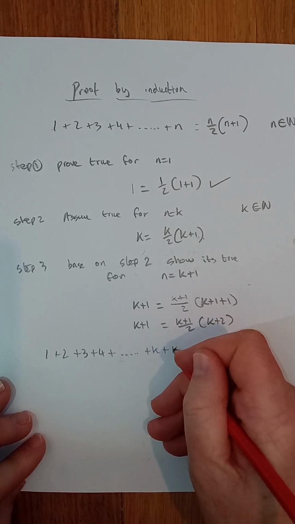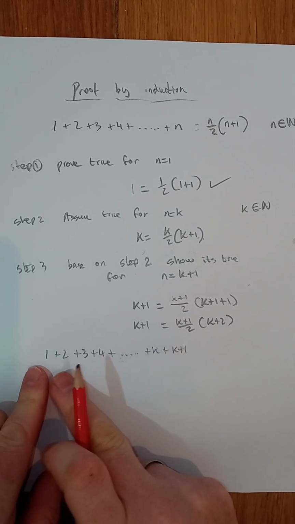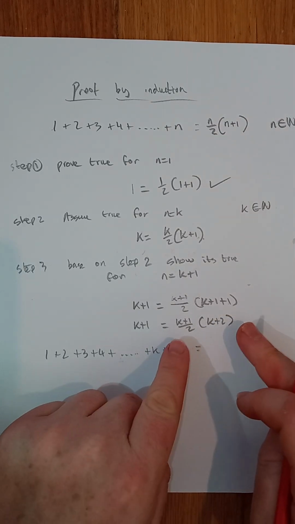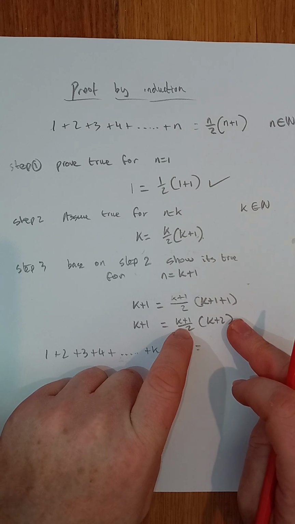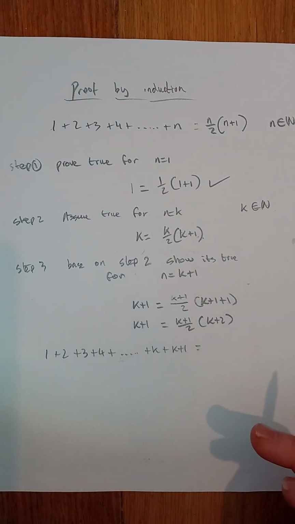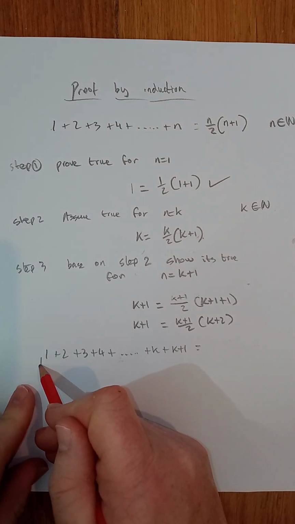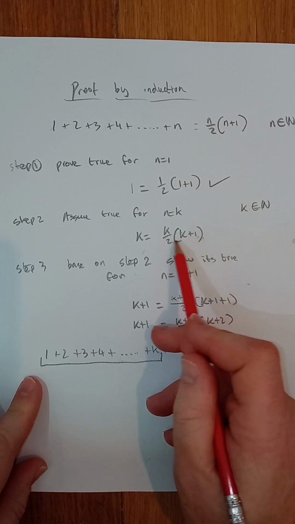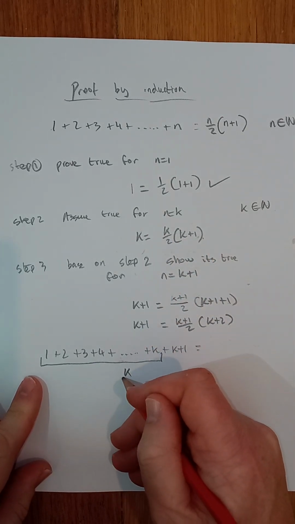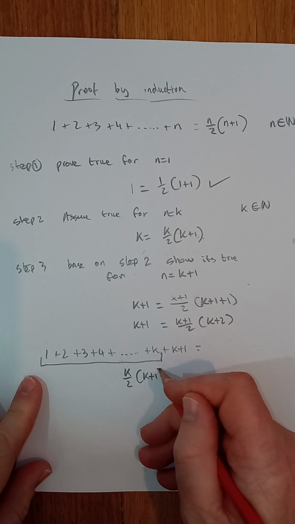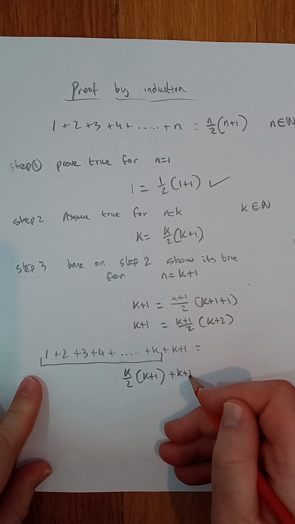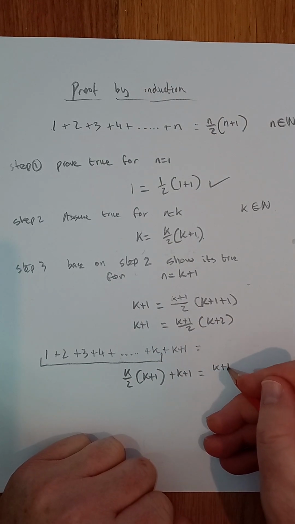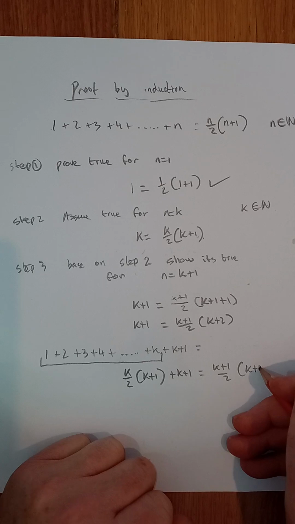k plus 1. Okay, so we're saying that all of that is going to be equal to this. Okay, but we already know what all of that is. In other words, we know all of that is already this. So we're really saying that k over 2 times k plus 1 plus k plus 1 is equal to this new thing, k plus 1 over 2 on k plus 2.